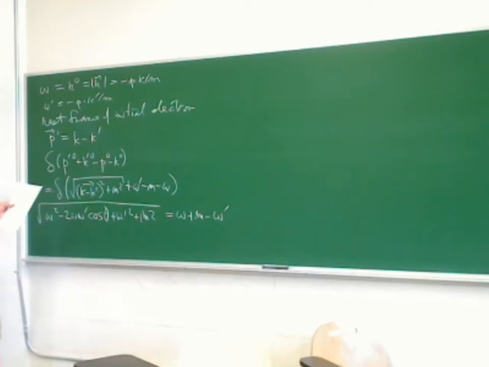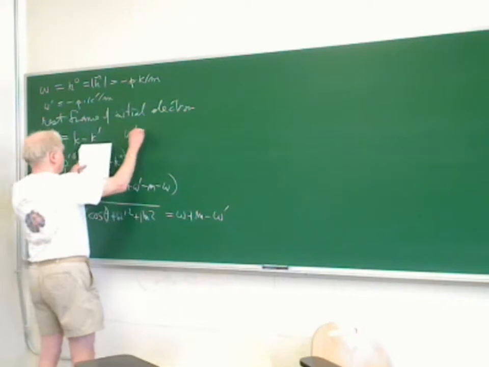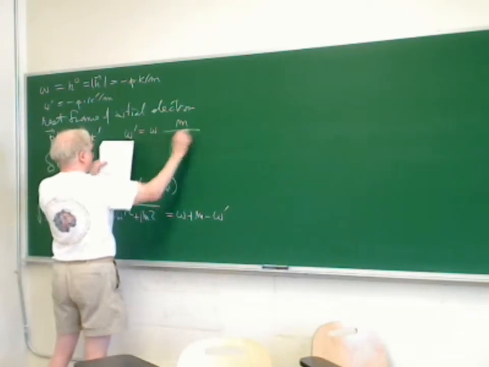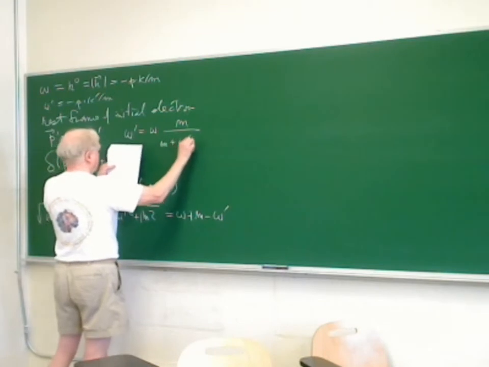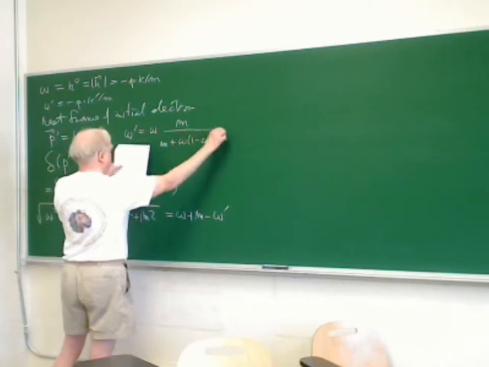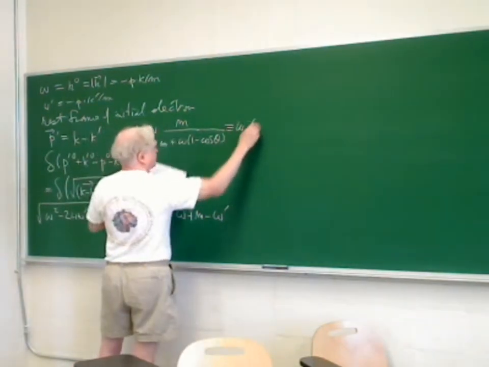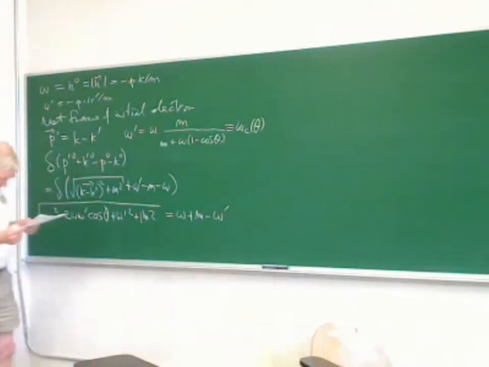And you can solve for that, and the solution is that omega prime is equal to omega times m over m plus omega (1 minus cosine theta). And this is all omega Compton of theta. And that formula, when it was verified experimentally by Compton in 1922 or 1923, really gave scientific credibility to Einstein's idea that photons were particles. Light consisted of particles called photons.